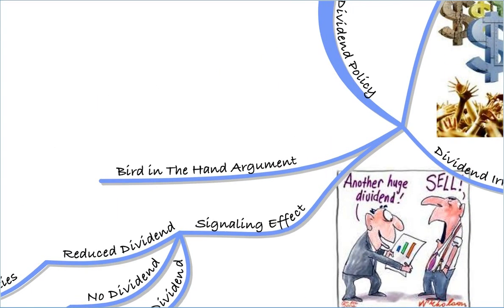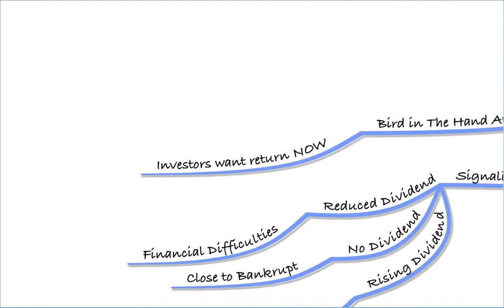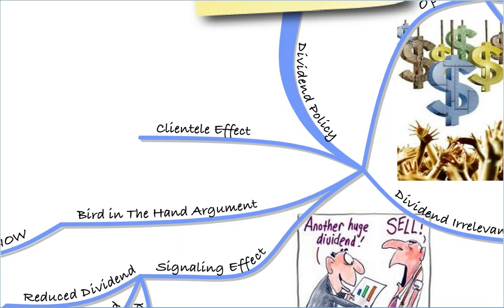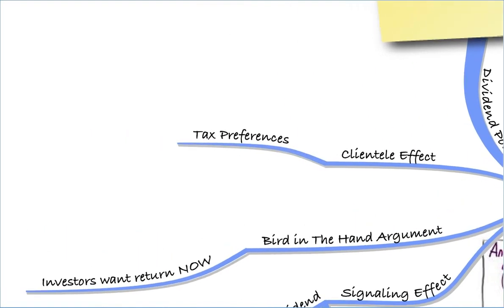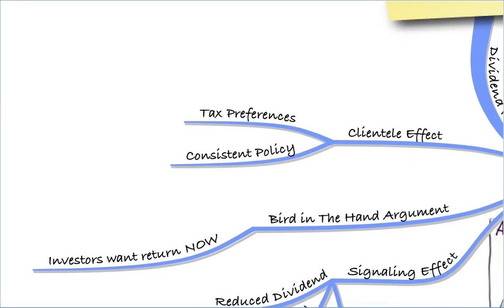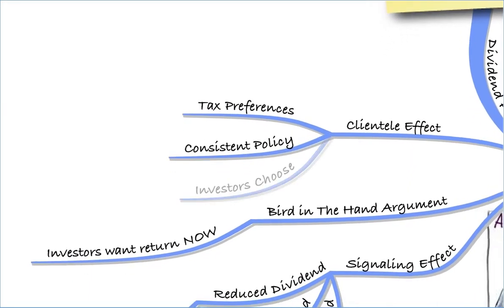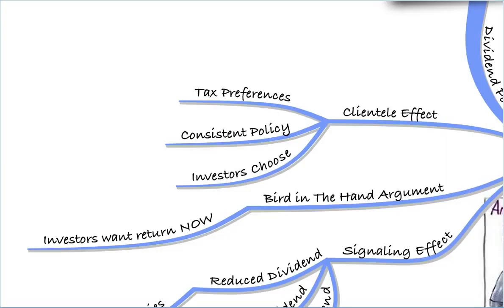The bird in the hand argument. Well, this was that investors want their return now. They don't want to wait for the capital appreciation in the share. They want their return in the form of a dividend paid now. The clientele effect. Well, this feeds into those tax differences that we talked about. Remember, investors will either want their returns in the form of a dividend, they'll be taxed as revenue, or maybe as capital appreciation. So what a business should do is have a consistent dividend policy, and in that way the investors can choose. So if they want a share where a dividend is paid consistently, well then they'll choose that share. As long as the policy is consistent, well then the shareholders know what they're going to get.